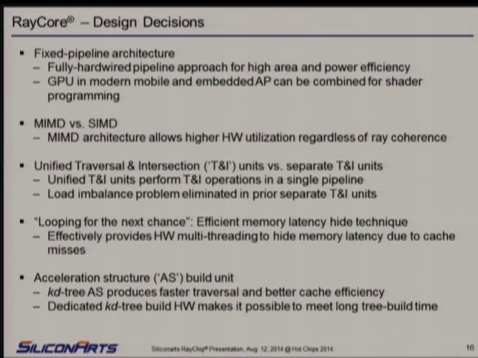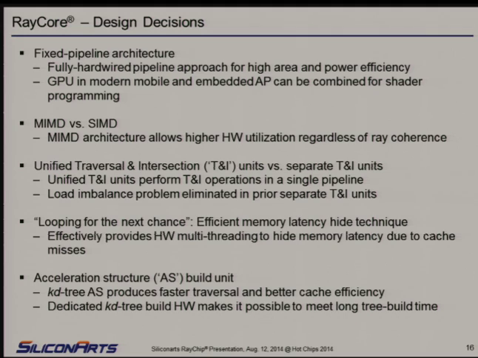This slide summarizes the main design decisions of the RayChip implementation. To realize real-time ray tracing, we applied various novel concepts, such as a fixed pipeline architecture, a unified traversal and intersection architecture based on MIMD, an efficient memory latency hiding technique, and a hardware acceleration structure builder. As a result, our work achieves high performance, a small silicon area, and low power consumption.